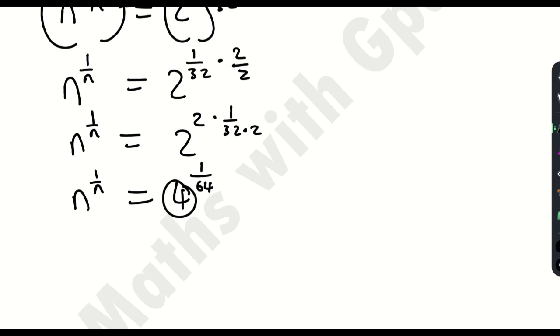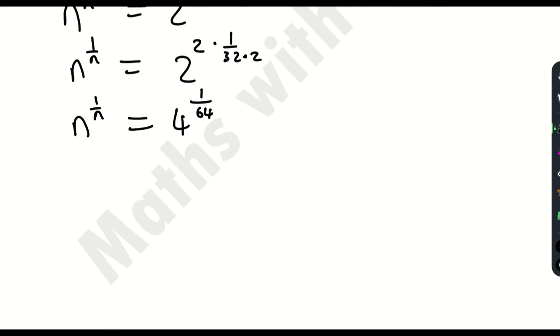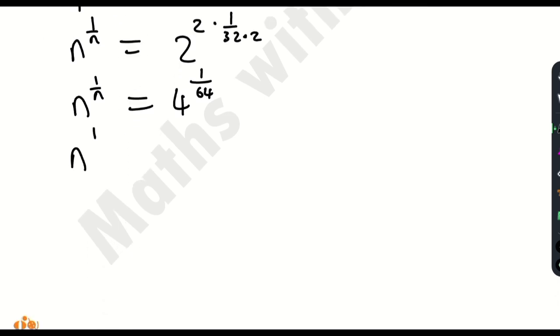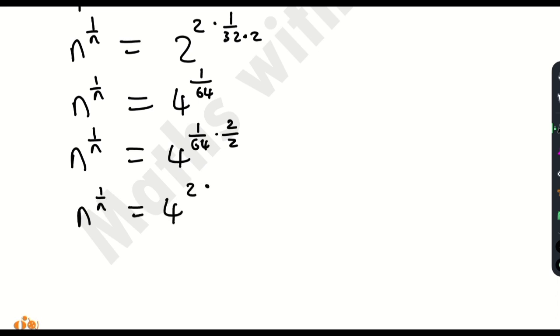The numbers still don't match. This is 4, this is 64. So I'm going to try the same thing again, and let's keep going like that. So n raised to the power 1 over n is equal to 4 raised to the power 1 over 64 times 2 over 2. Same thing, this power will be applied to the base of 4, while this 2, the root, will be applied to 64. Okay, now let's quickly do that. So I'm going to have n raised to the power 1 over n is equal to 4 raised to the power 2 times 1 over 64 times 2.